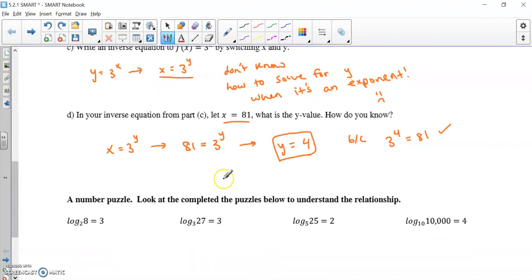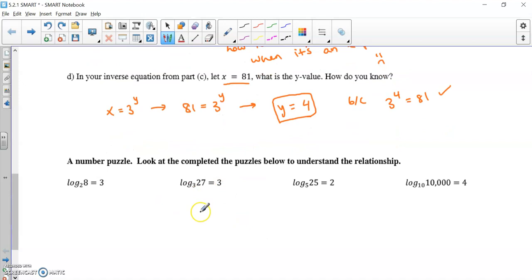All right, so next we have these logs. Now, we will make the connection between those and inverses in a little bit, but for now I want you guys to understand the relationship of what's even going on, what does a log mean. Looking at these numbers, hopefully you can see that there is a relationship between these three numbers, between the 2, the 3, and the 8, the 3, the 3, and the 27, and so forth.